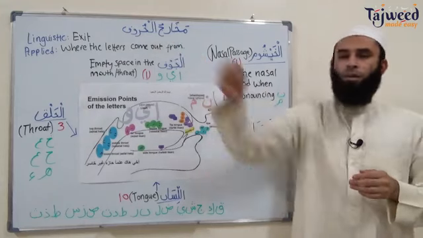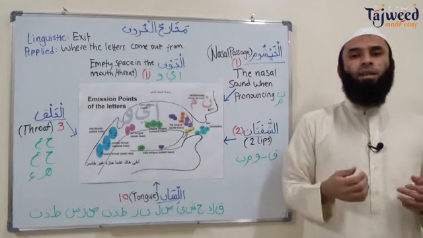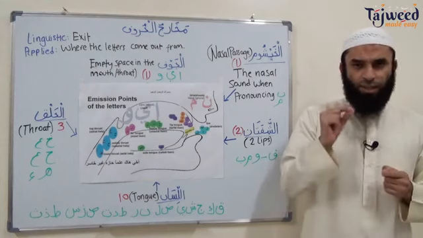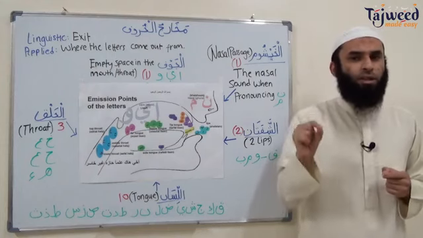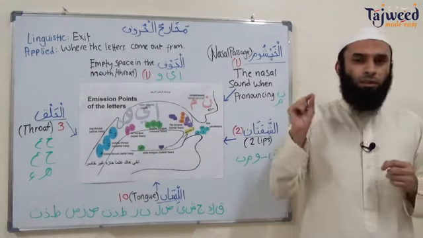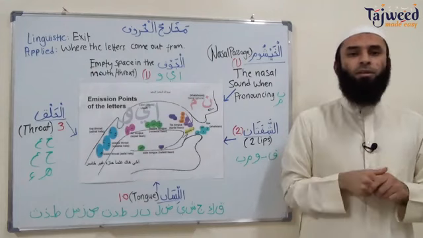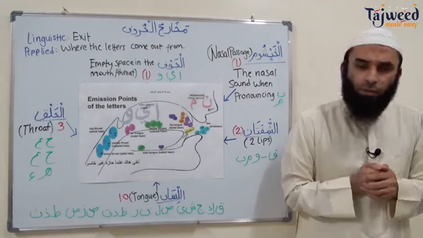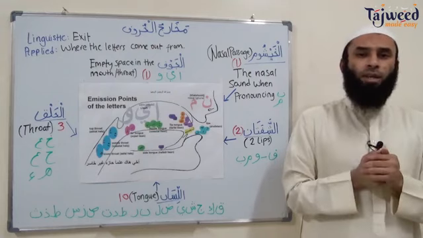The word huroof is a plural of the word harf, which means letter. A letter is just a sound that relies on a specific makhraj, a specific point. There are 28 letters in the Arabic language. Now, how to pinpoint a makhraj of a letter?